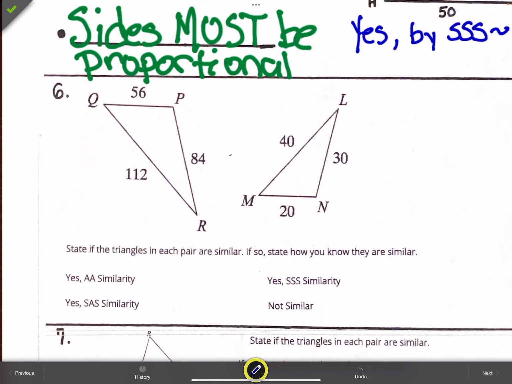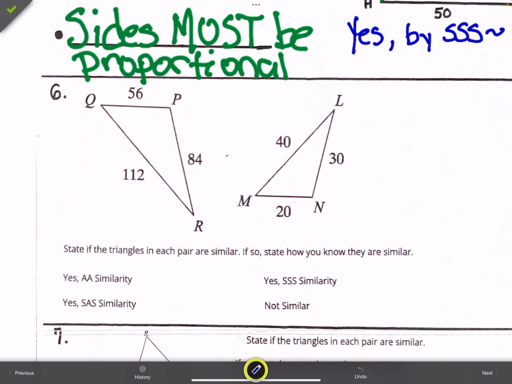Now, looking at question 6, let's look at this. Just eyeballing it, what you should notice right off the bat is the only information they are giving you are side measures: 112, 56, 84, 40, 20, 30. So the only option that you have in this picture is going to be side, side, side. We don't have any angles. They didn't give us any. So angle, angle is not going to work. Again, side, angle, side: I do have some sides, and I need 2 pairs according to side, angle, side, but I have no angle measures that I can say are congruent.